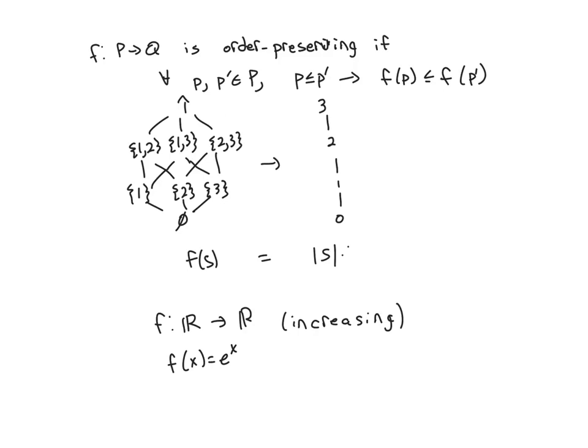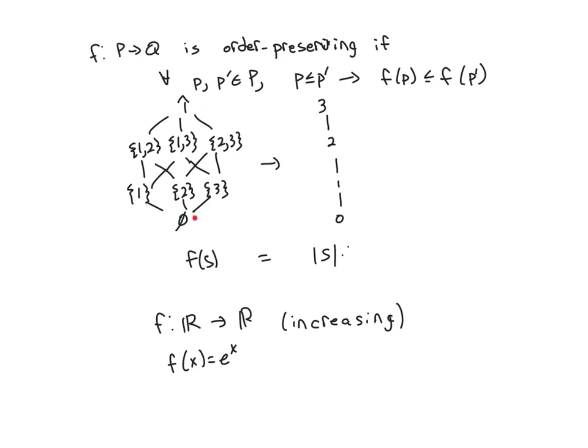Now we need to talk about what it means to be order preserving. So the right type of structure preserving maps for partially ordered sets is this one. We say that a function is order preserving if given any 2 points in the domain, such that P is less than or equal to P prime, f of P is less than or equal to f of P prime. In other words, you preserve the ordering, hence the name.